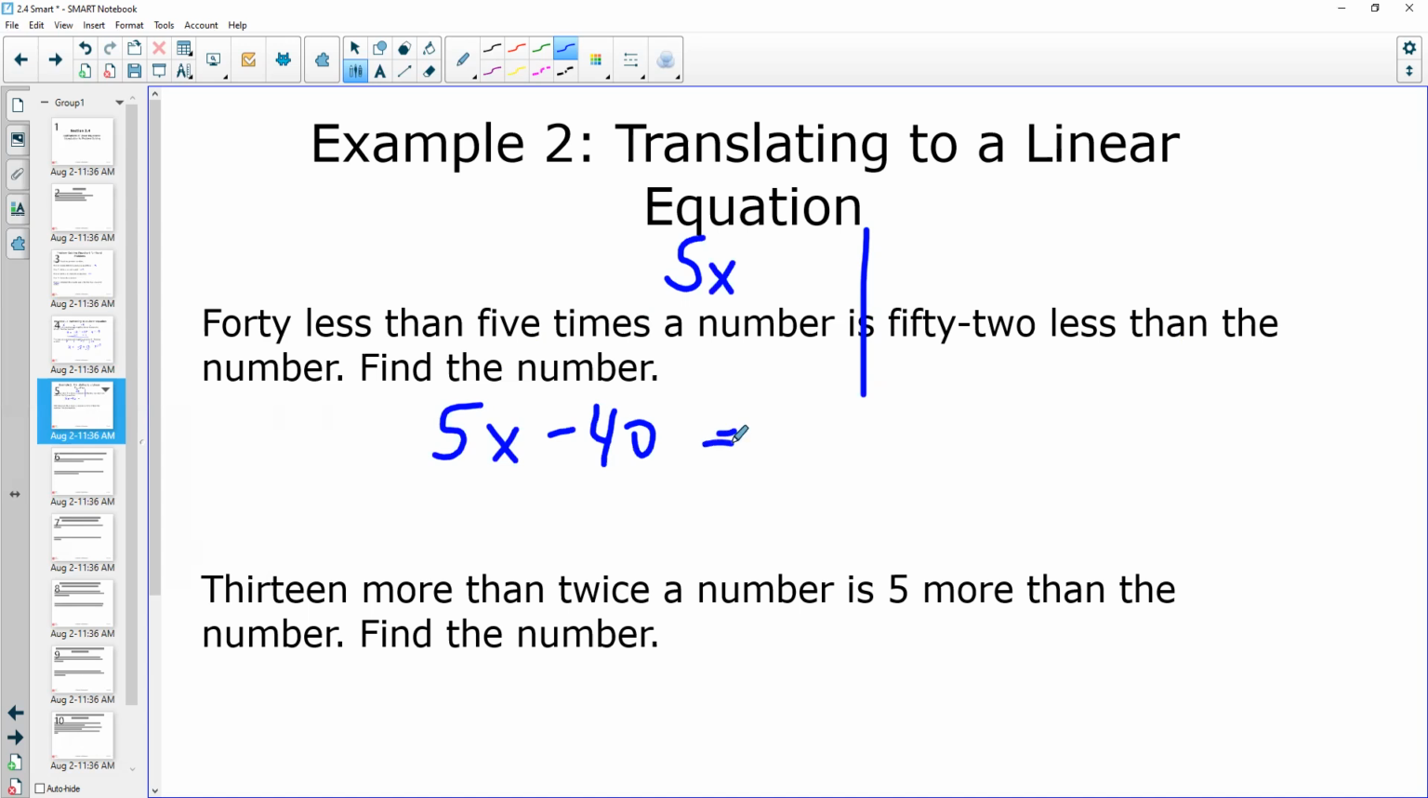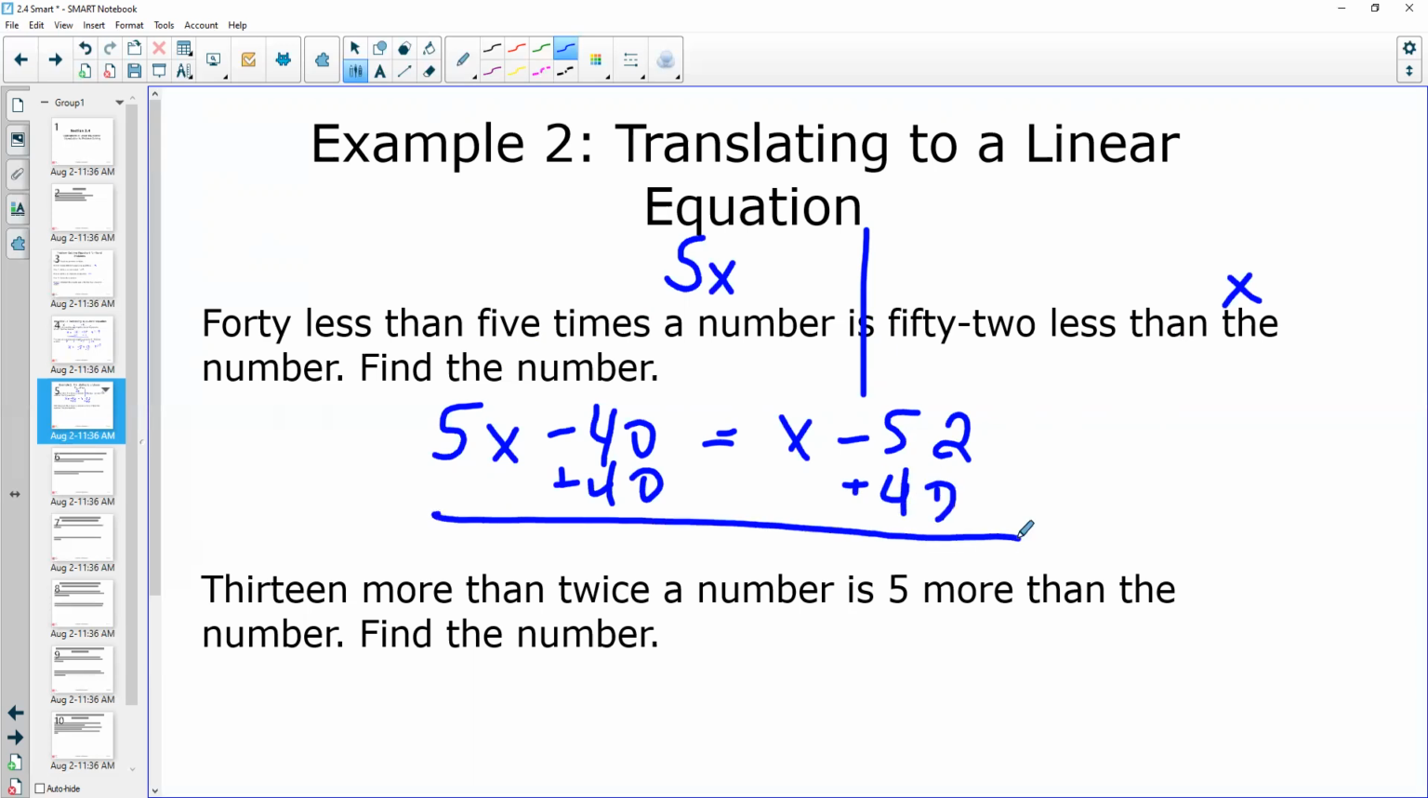52 less than the number. Well, I know the number is x. And 52 less than that means I'm taking 52 away. So x minus 52. Well, that was not the end of the world. So now I'm just going to solve. I'm going to add 40 to both sides.